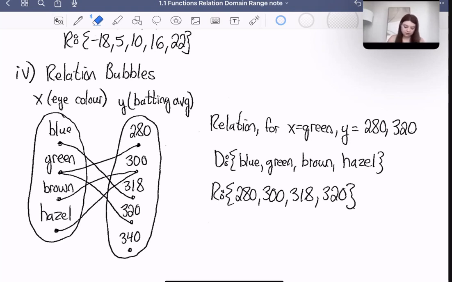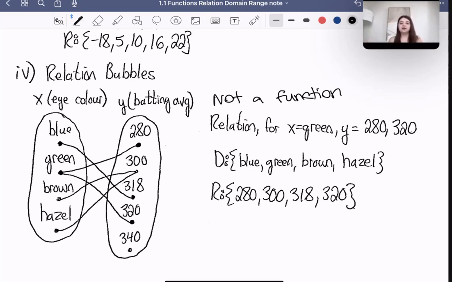But let's also look at the actual data here. Looks like there's a blue-eyed person who has a batting average of 318. There's two green-eyed people with batting averages of 280 and 320 respectively. So therefore, right there, we know it's not a function, because there's two people with the same x value, which is green eyes, who have different y values, right? Two different batting averages, which makes sense, right?